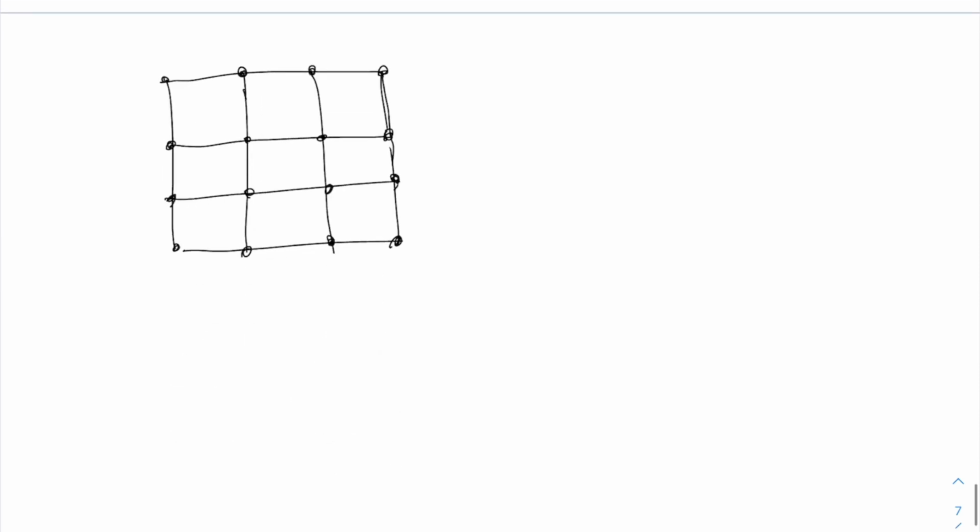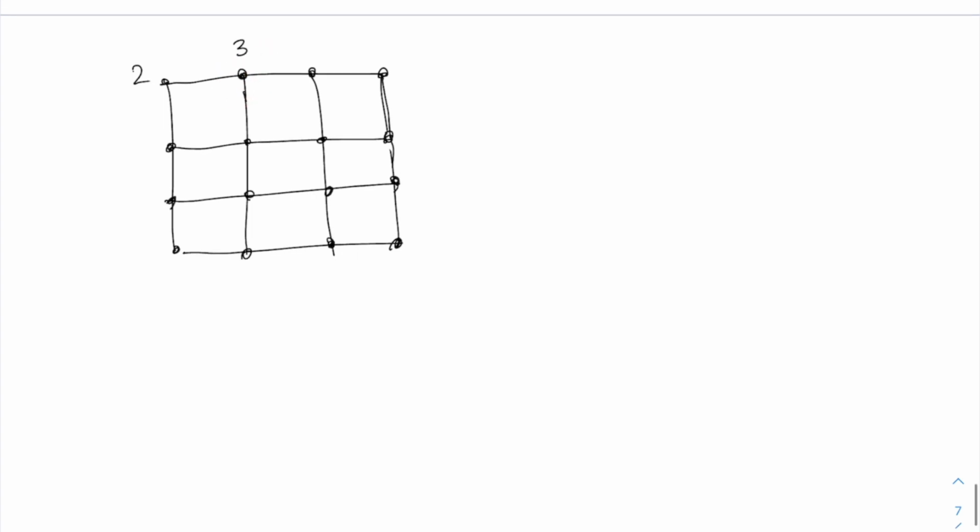Well, the one in the upper left corner is a 2, right? There are 2 edges there. How about this one right here? This one is a degree 3. That's because from this point I can see 3 different edges hitting it. There's this one, and this one, right? Here, here, and here.